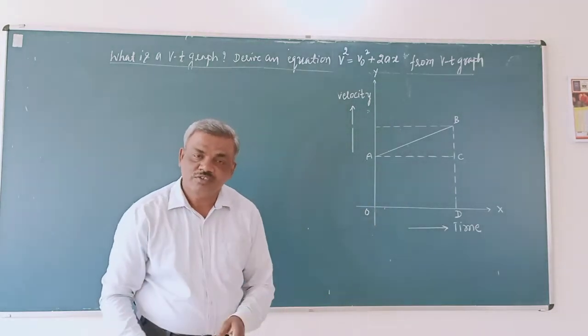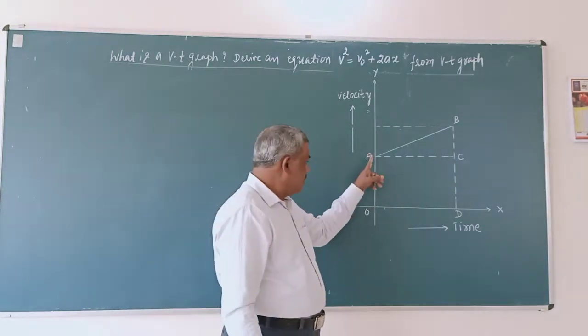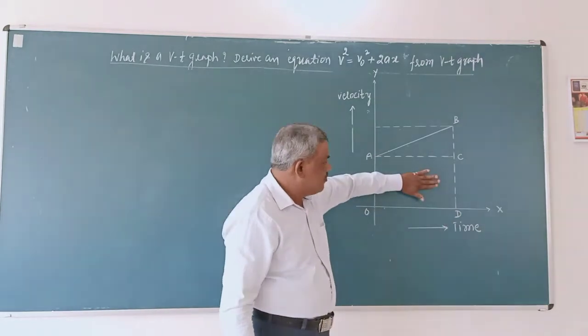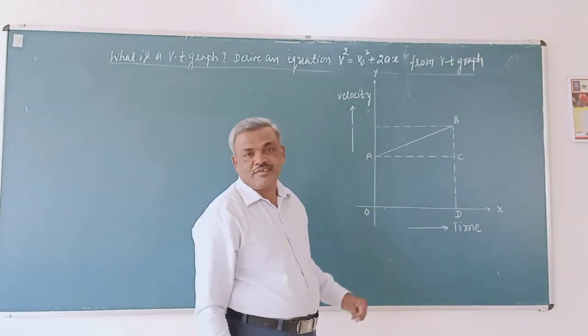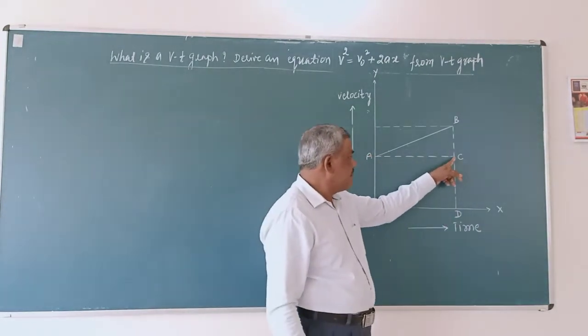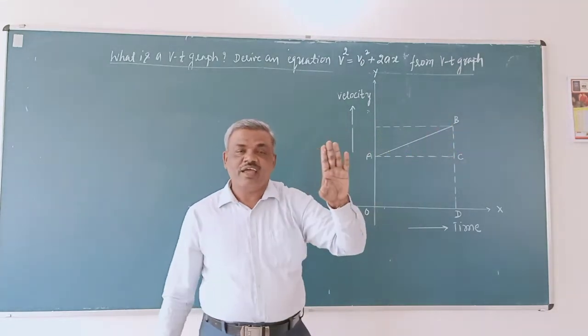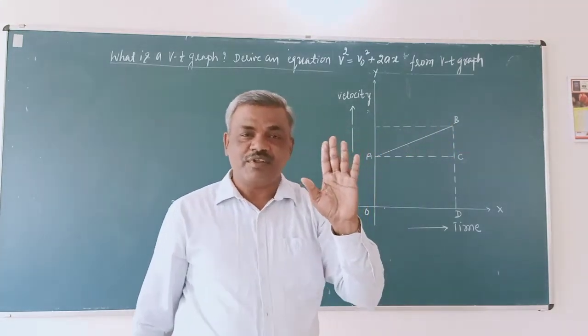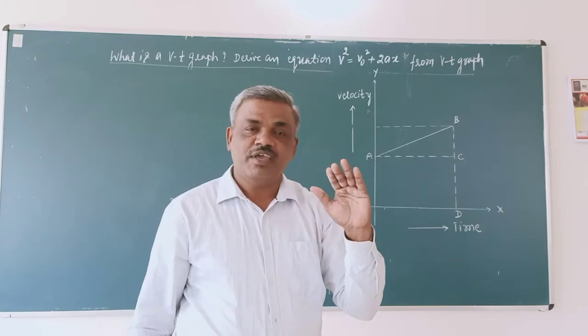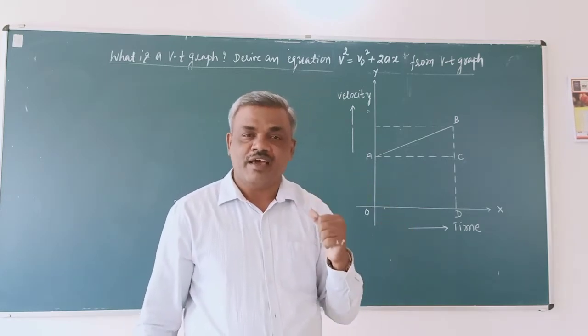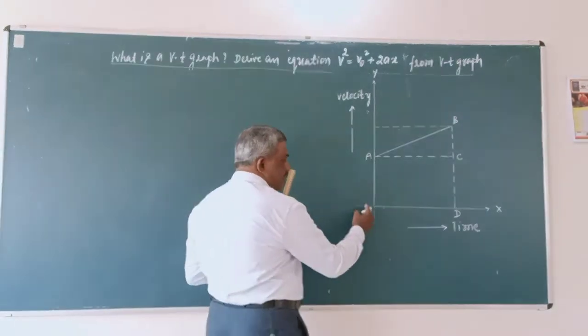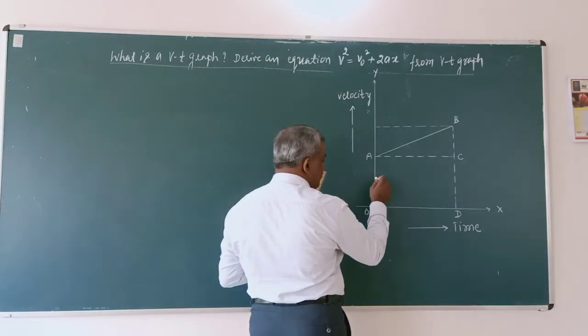So students, look here. O, A, C, D is a rectangle. A, C, D is a triangle. So the area of the trapezium equals the sum of the area of the rectangle plus the triangle. So now OA equals what? Initial velocity.